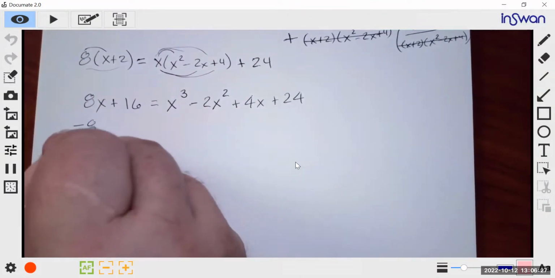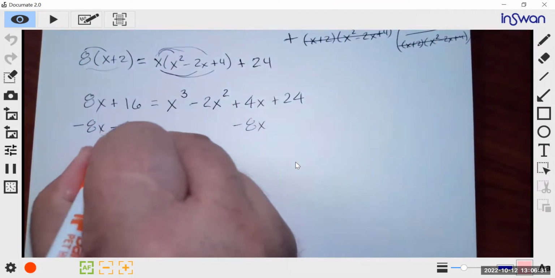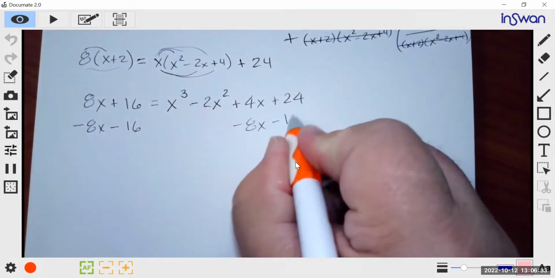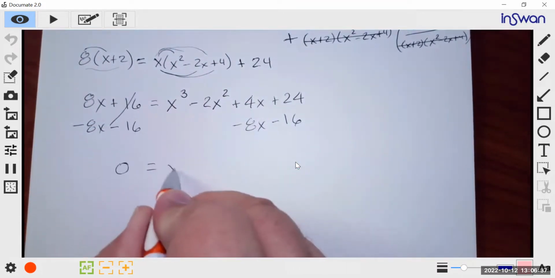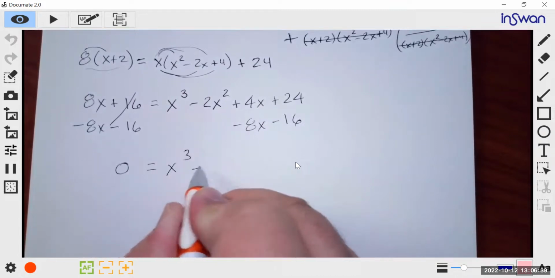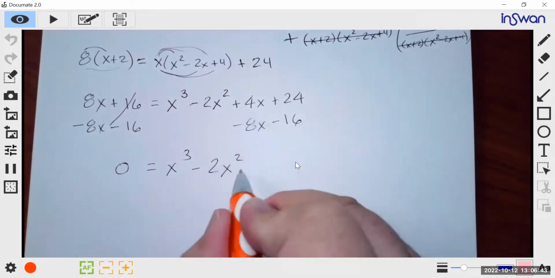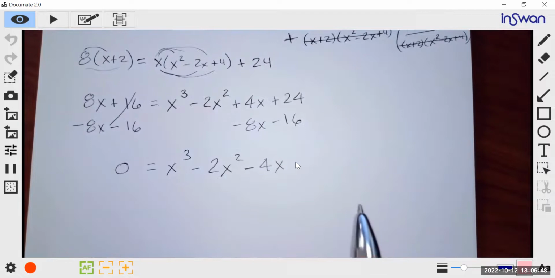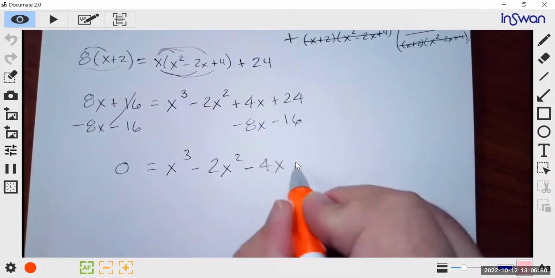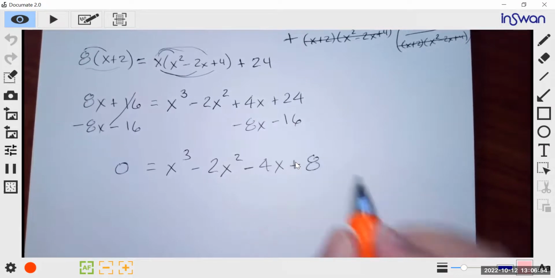So we subtract 8x from both sides, and we subtract 16. So it's 0 equals x cubed minus 2x squared. 8 is bigger, so it's minus. 8 minus 4 is 4x. 24 minus 16, 24 is bigger, so it's plus. 24 minus 16 is 8.